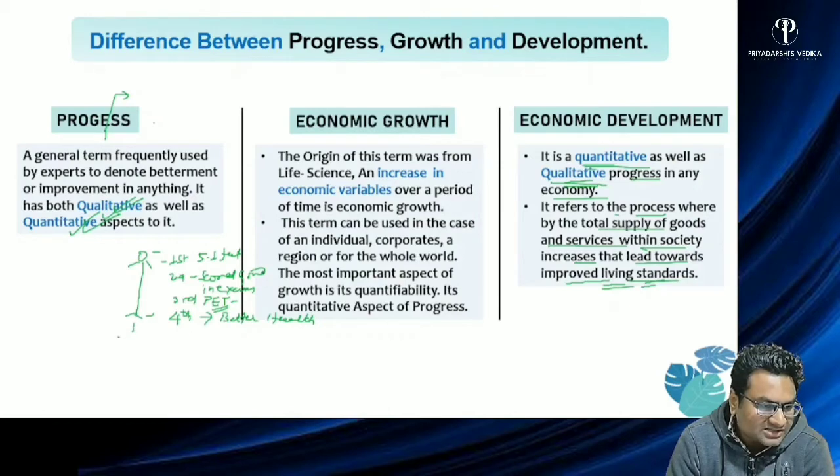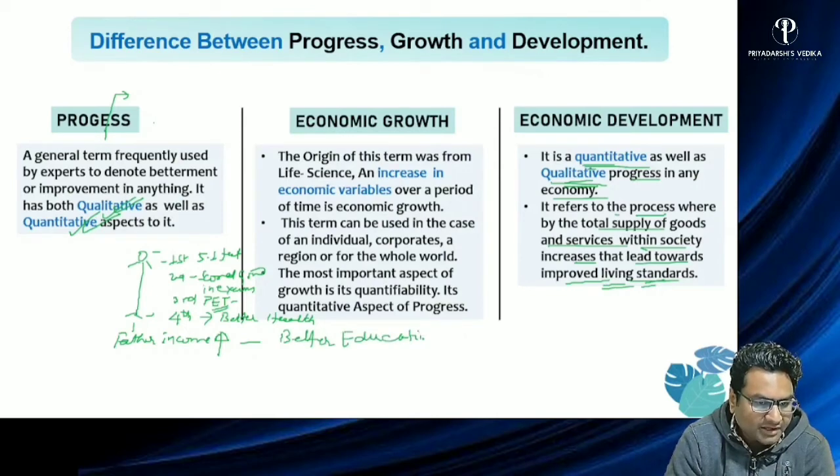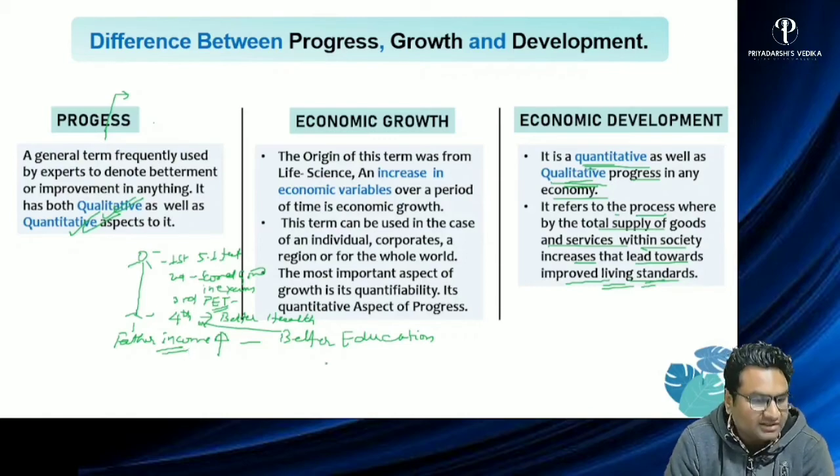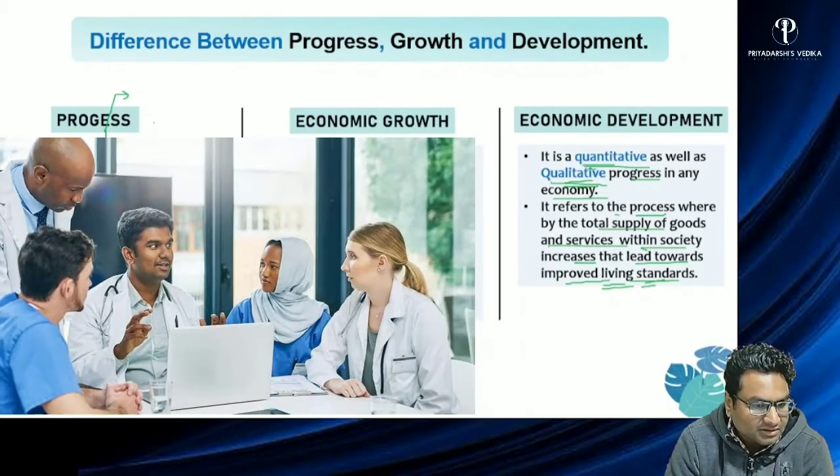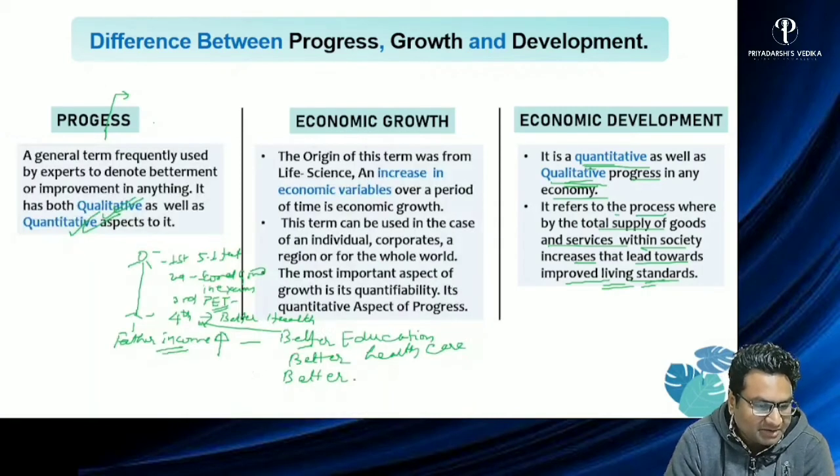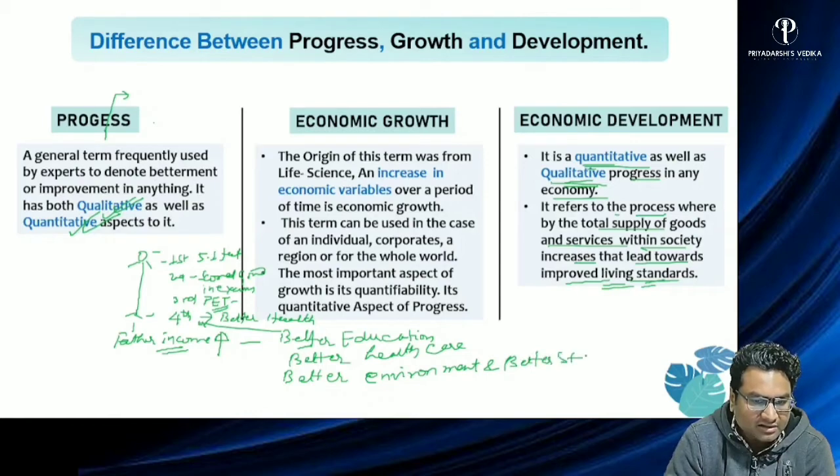Now this guy's father, whose income is growing, is able to give this boy a better education. Better education is provided to that guy because his father's income is growing. He is doing well, which has also inspired his father to give him better education, better health care, ultimately a better environment and a better standard of living.